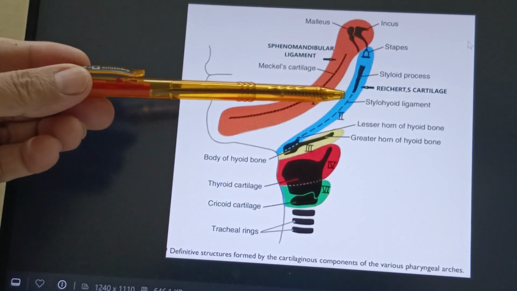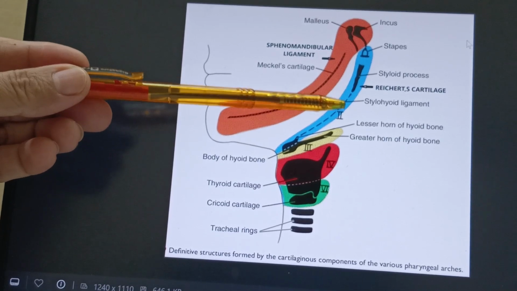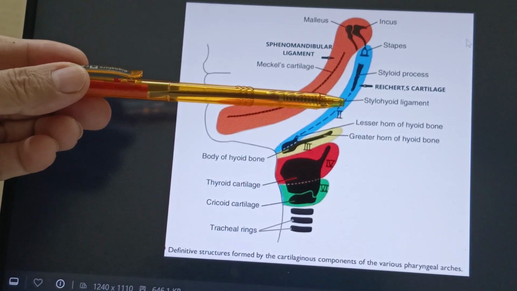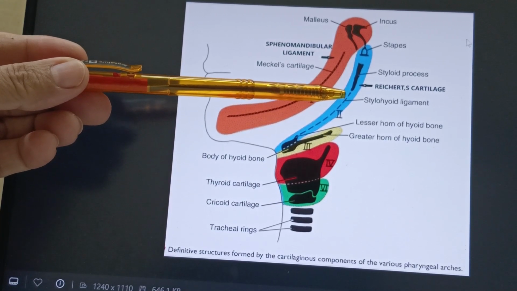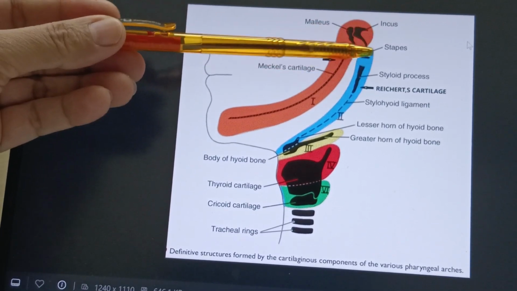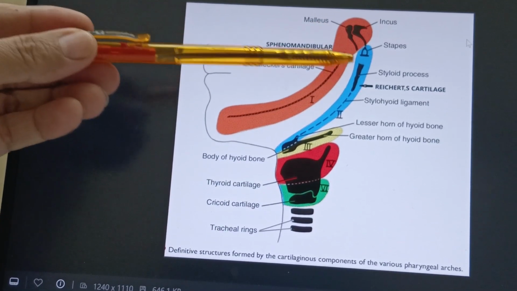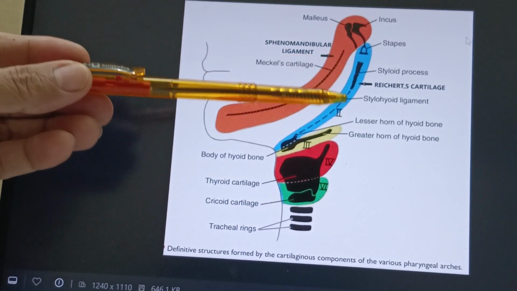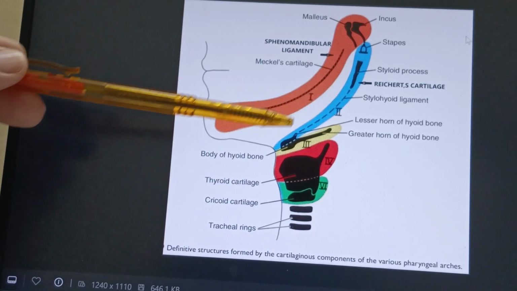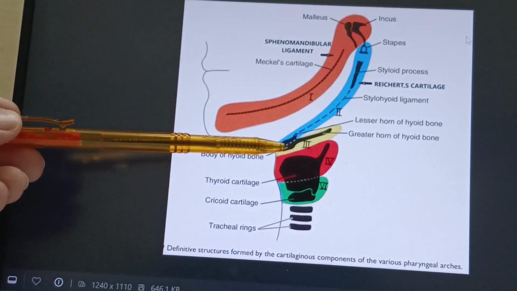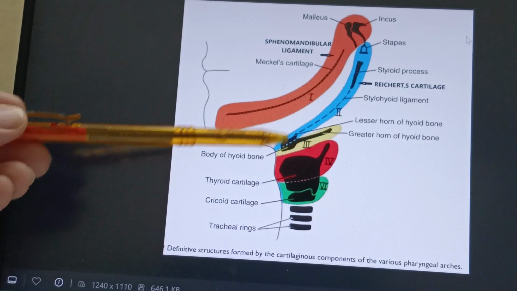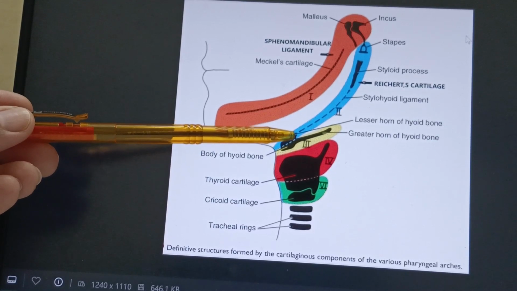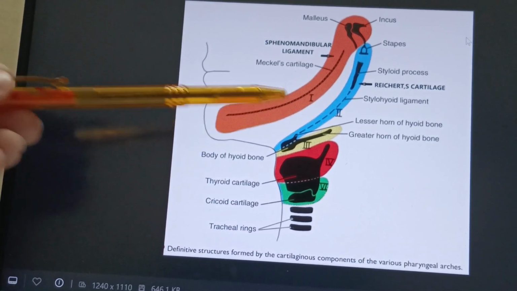Now see the blue colored line showing the second pharyngeal arch. The cartilage here is called Reichert's cartilage. It gives rise to the stapes, another ossicle. Then the styloid process, and the ligament is the stylohyoid ligament. And we see this is the hyoid bone. The upper part of the body and the lesser cornu are formed by this second hyoid arch.